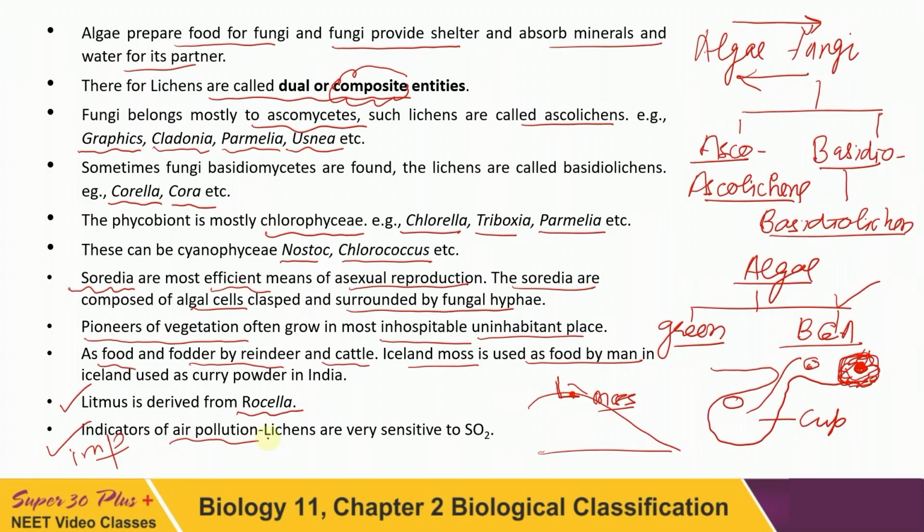What do we mean by that? An area which has air pollution, specifically sulfur dioxide, the lichens disappear from these places. So if the lichens are not there at a particular place, it means that place has air pollution, especially this sulfur dioxide.